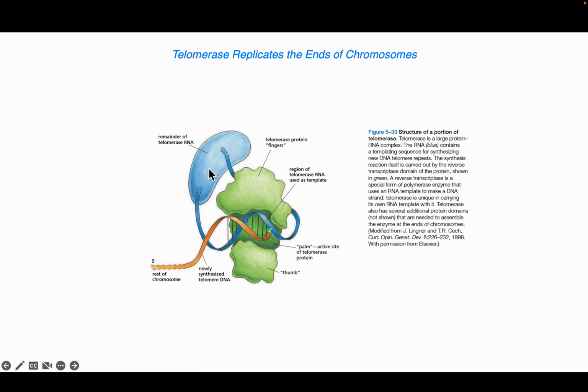The RNA contains a template sequence for synthesizing new DNA telomere repeats. The synthesis reaction itself is carried out by the reverse transcriptase domain of the protein, shown in green. So what happens? This is the newly synthesized telomere DNA. And this RNA will act as a template, and the DNA will be synthesized. This is the telomerase protein. Here this acts as a palm and this acts as a thumb, like that.